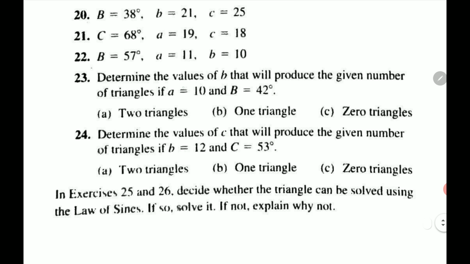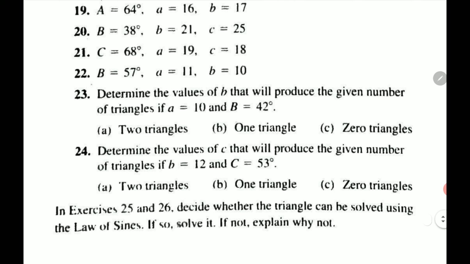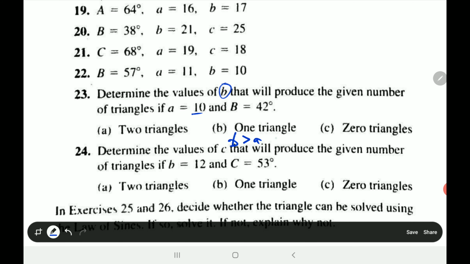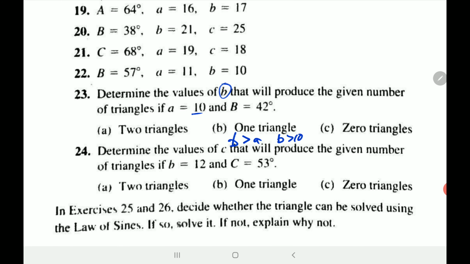Now, down here it says determine the values of B that will produce. Now, this is going to be intervals. Okay, so you got to remember, in order for there to be 1 triangle, basically there'd be only one possible triangle, side B has to be greater than A. Okay, in this case, because that's your side that doesn't have the angle. This is the side that does have the angle. So basically B has to be bigger than 10.